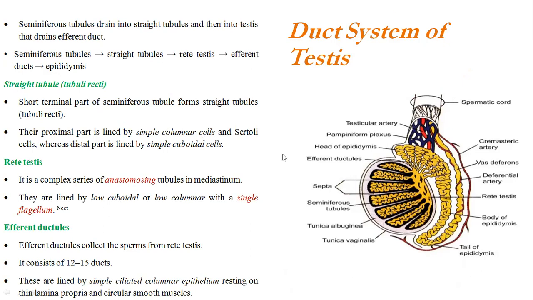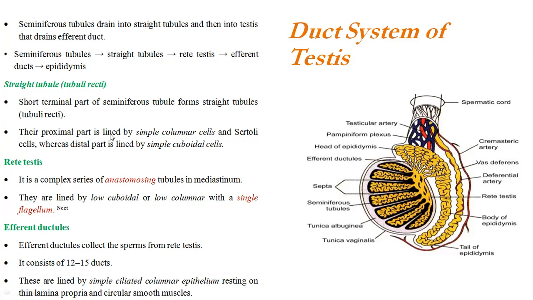Now, the seminiferous tubules, these are our seminiferous tubules, right? Tube, tube, tube, tube. They drain into the straight tubules. Then from the testis, that drains into the efferent ductules. That is the journey of sperms we are talking about. So we have straight tubules, which are also called tubuli recti, the short terminal part of the seminiferous tubules which are straight.